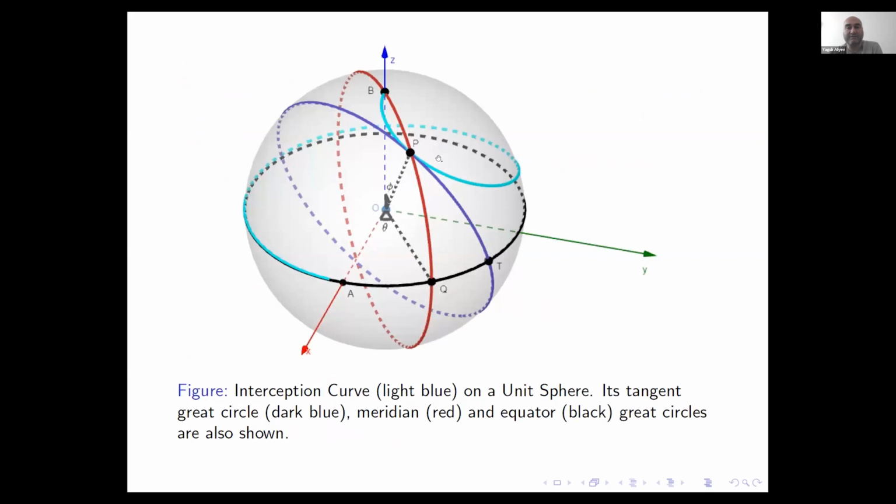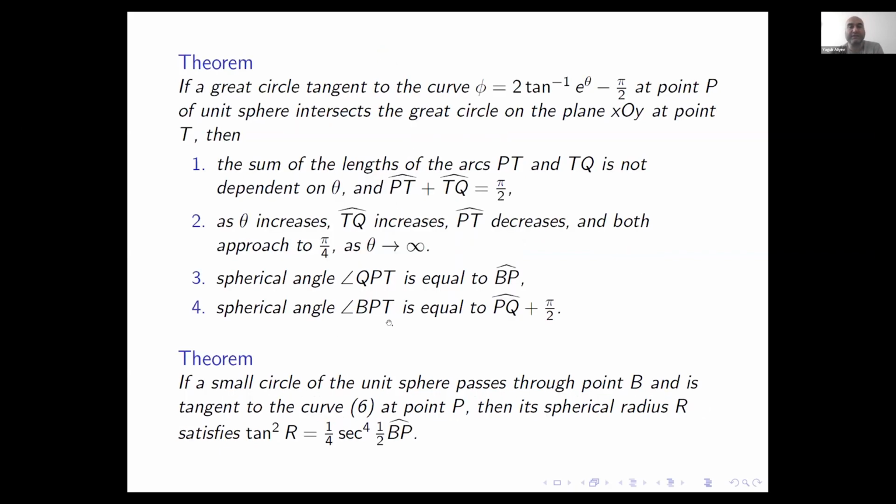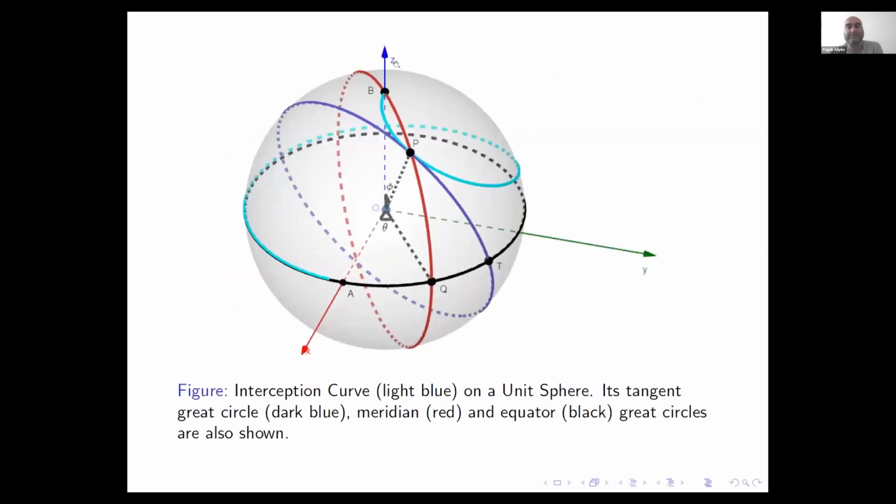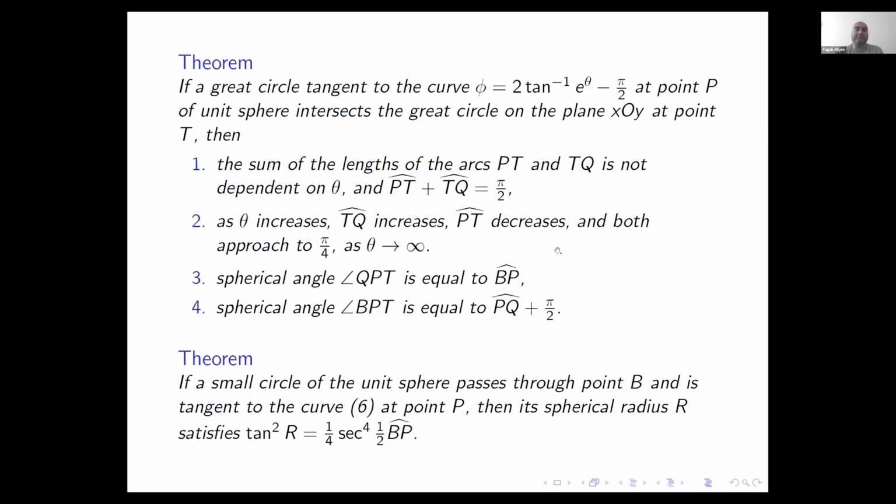The next property says that spherical angle QPT is equal to arc BP. QPT is this spherical angle on the sphere. And the next one is also related: spherical angle BPT is equal to PQ plus pi over 2. These properties can be proved directly, but there is also an alternative approach that I will mention at the end.